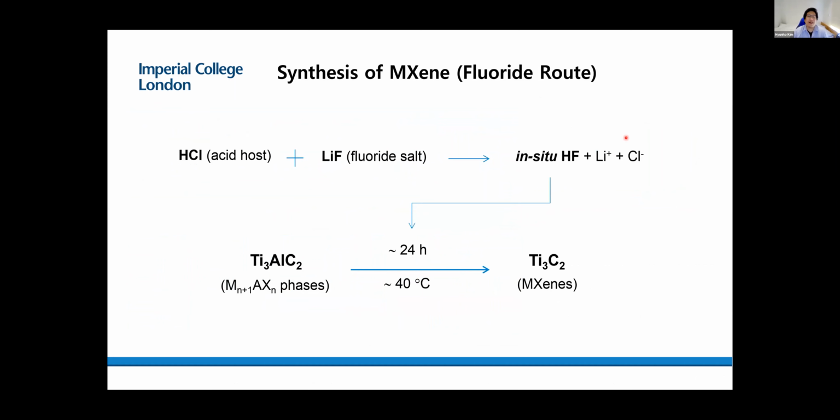The synthesis of MXene that we are using is basically that we use hydrochloric acid together with lithium fluoride salt, so we can form in situ HF in the solution. This in situ HF will do the selective chemical etching of the MAX phase. For example, Ti3AlC2, and we remove the aluminum by the etching. We have Ti3C2 MXene.